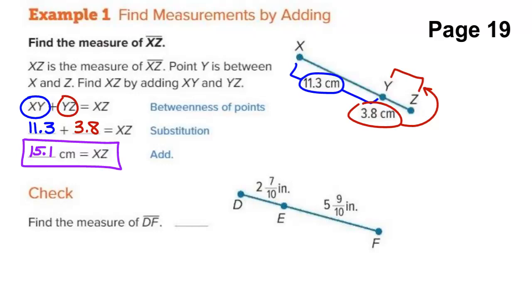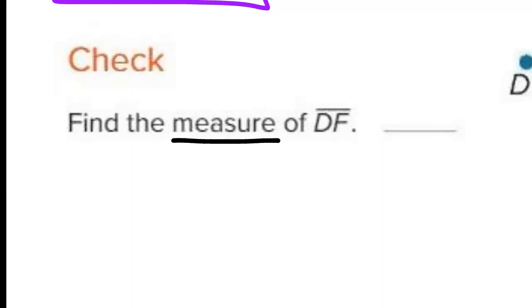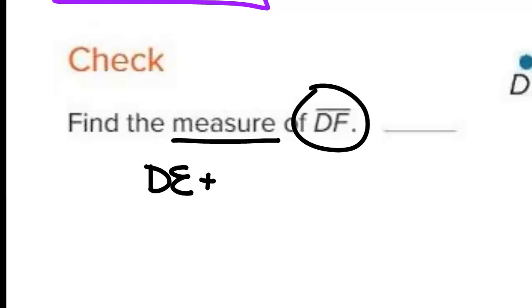So I want to start this off by writing our equation, our mathematical sentence. We want to find the measurement of the entire segment from D to F. This is made up of two smaller segments. What smaller segments is it made up of? DE plus EF gives me the whole line segment from D to F. So if I add the measurement of DE to the measurement of EF, I'll get the length of segment DF.